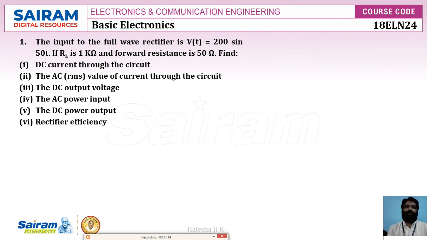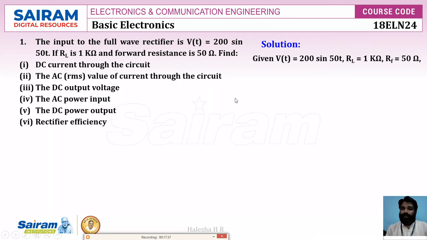See this question. The input to a full wave rectifier is expressed as V of t is equal to 200 sine omega t, I mean 50 t. If RL is 1 kilo ohm and the forward resistance is 50 ohm, find the following. These are the things to be asked. So solution, see, the given is V of t is equal to 200 sine 50 t, RL is equal to 1 kilo ohm, RF is equal to 50 ohm.